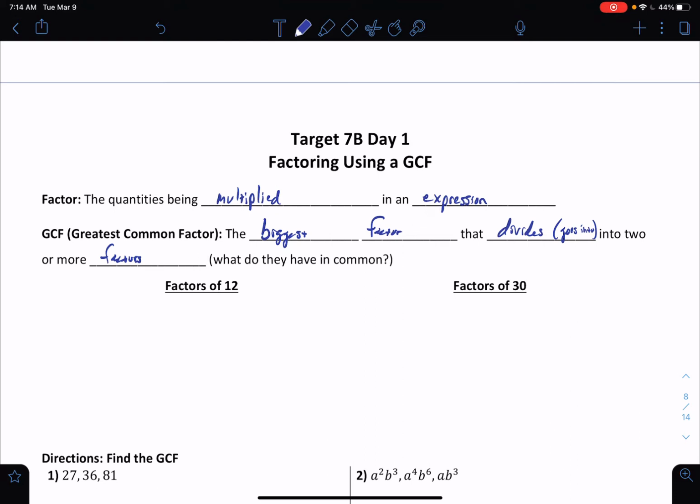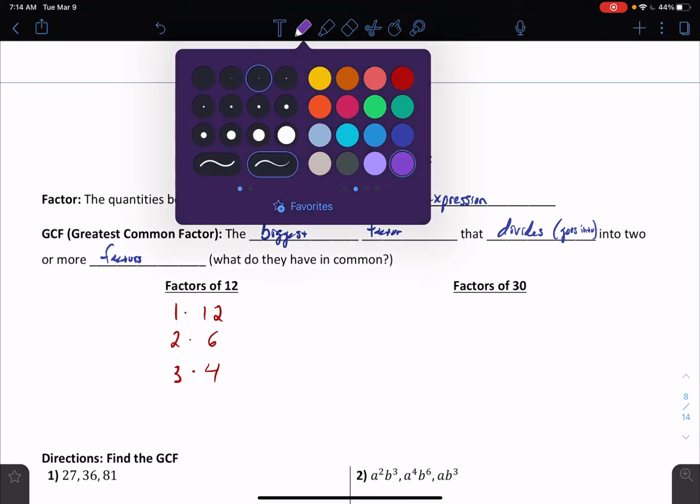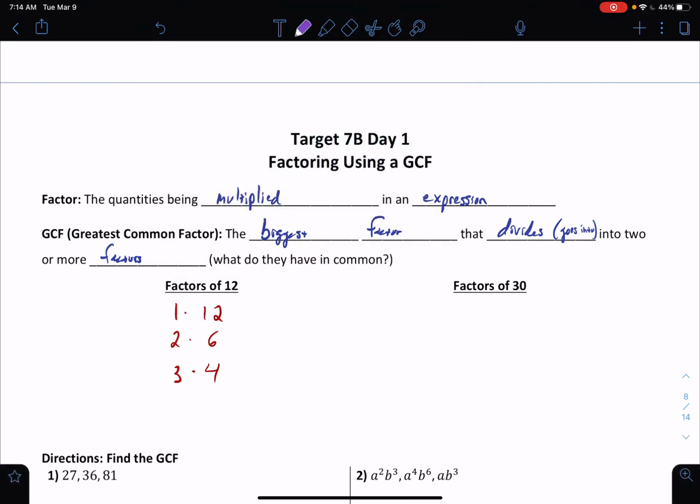So to get into this, let's look at the factors of 12. What can you multiply together to get 12? Well, I could do 1 times 12, 2 times 6, 3 times 4. All right? What about factors of 30? What can I multiply together to give me 30? Well, I could do 1 times 30, 2 times 15, 3 times 10, 4 doesn't go into it, and then I get 5 times 6, okay? So we get all this stuff.